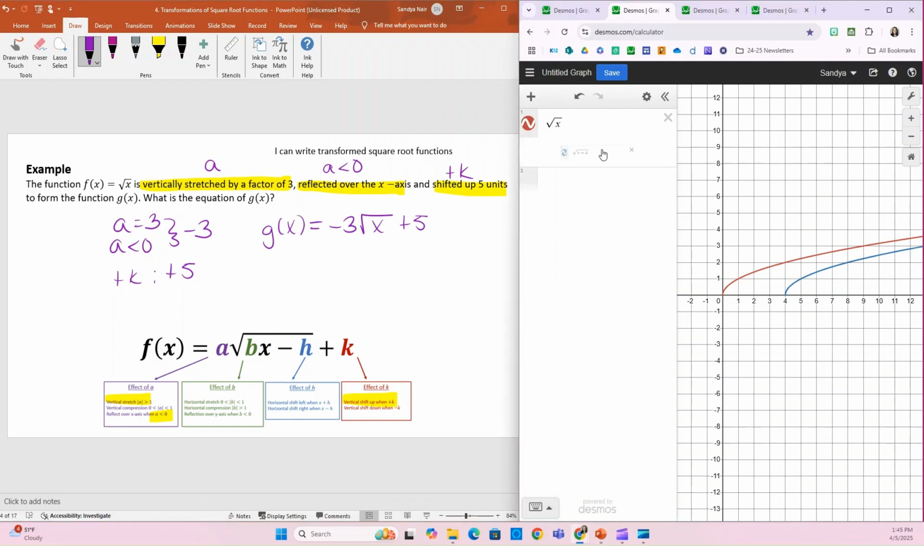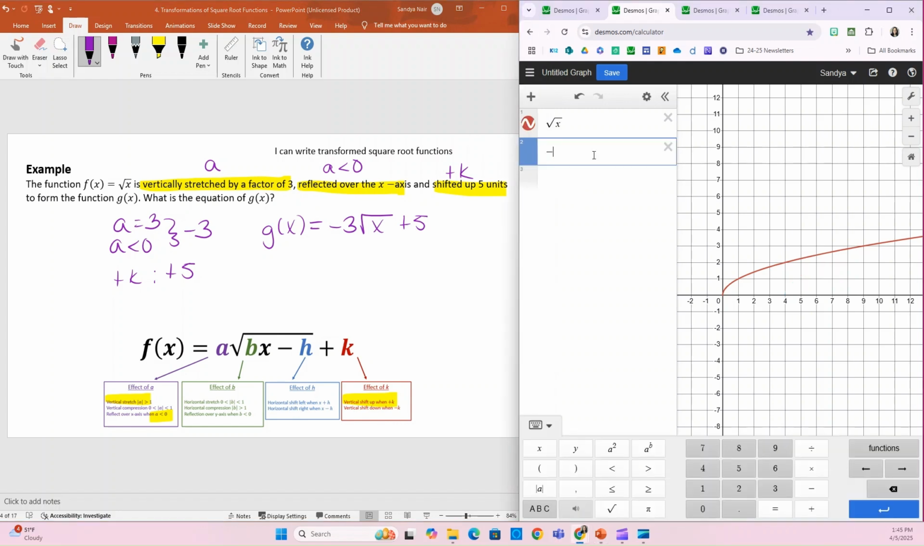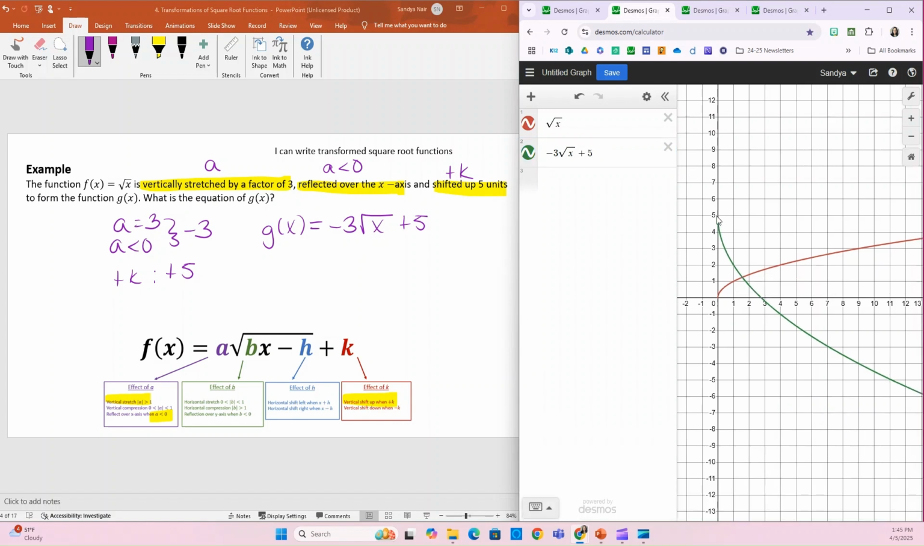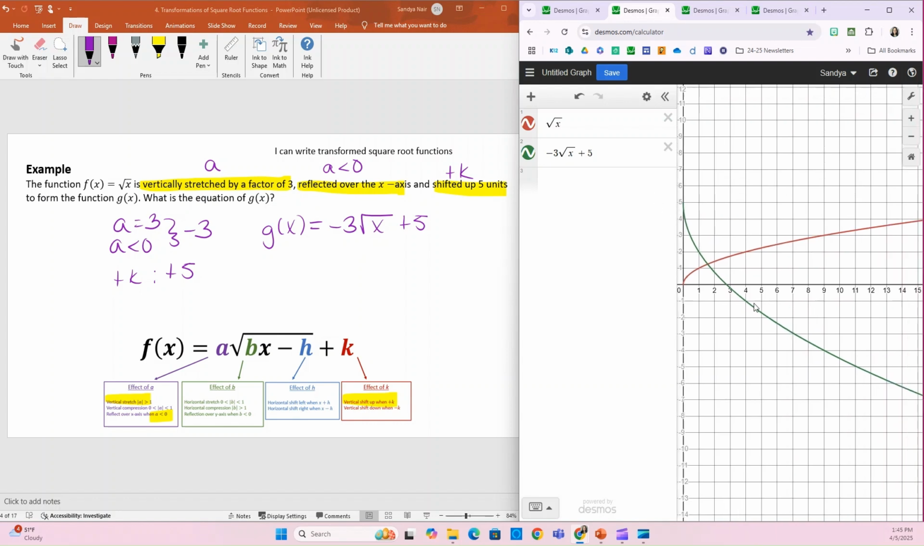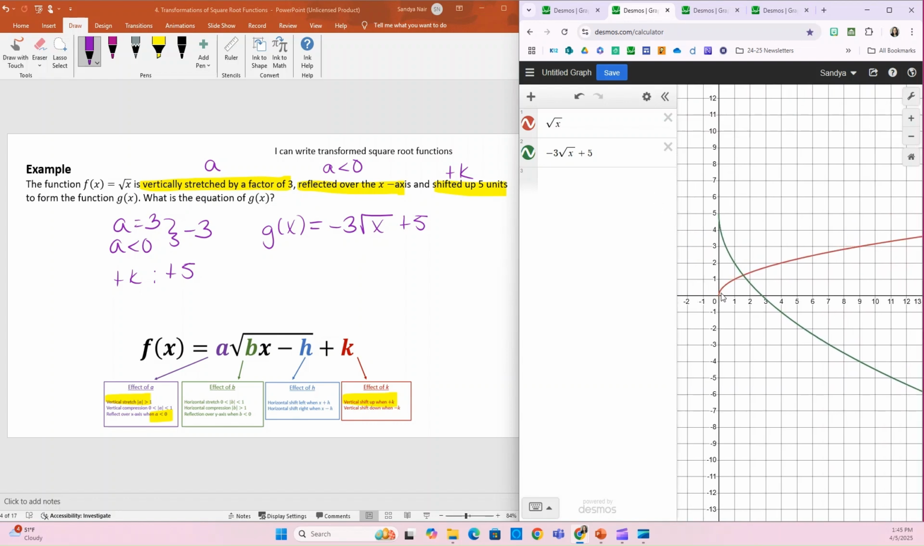Let's go ahead and now enter this equation into Desmos and see that we've done it correctly. So I have negative 3 square root of x. Click outside the square root to do plus 5. Okay, so you can see that it has been reflected. It is vertically stretched because this graph is taller than the original graph. And you can see that the points have been shifted up 5 units.